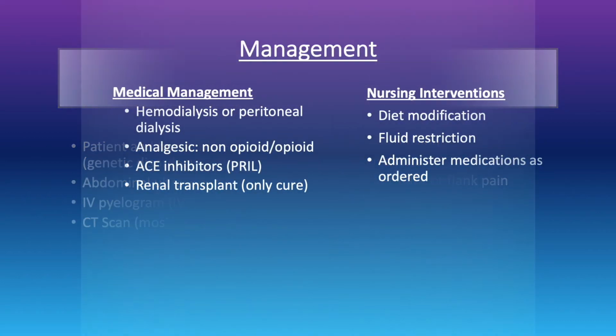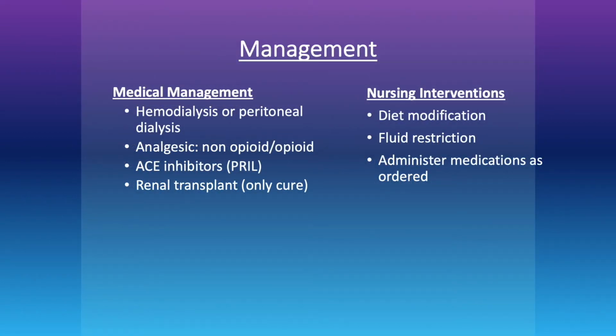Now, the management for polycystic kidney disease are things such as hemodialysis or peritoneal dialysis. In hemodialysis, this is the more complex set of tubes where blood is filtered through and brought back into circulation. Also, hemodialysis takes place in the hospital or dialysis center, and this should be performed about 3 times per week for 4 hours each time.